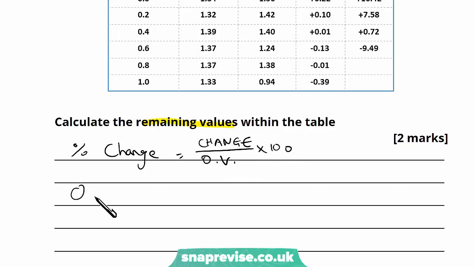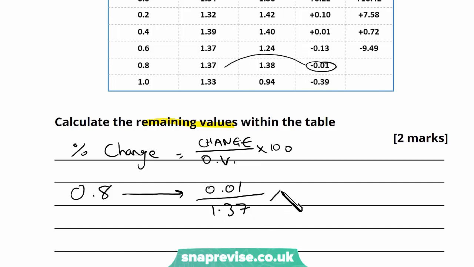So we'll do the 0.8 moles per decimetre cubed one first. So the change in mass we have for this one is 0.01, and the original value was 1.37. Timesing this by 100 gives us 0.01%. And you know that this is the right number of decimal places because all of the other given percentage changes are to 2 decimal places each time.